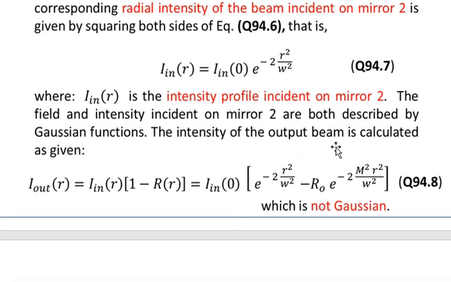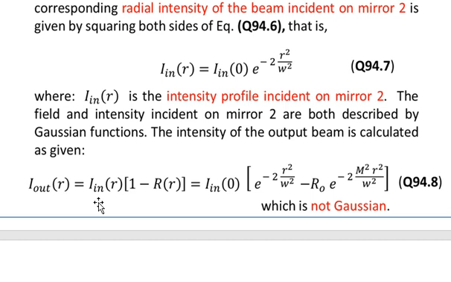Now the intensity which will pass through mirror 2 and form the output part of the beam, that is the intensity of the output beam, is calculated as follows: I_out, the output intensity as a function of r, is equal to the intensity incident on the mirror multiplied by 1 minus R. You see that capital R is the intensity reflectivity, and 1 minus R is actually the transmittivity through the mirror.